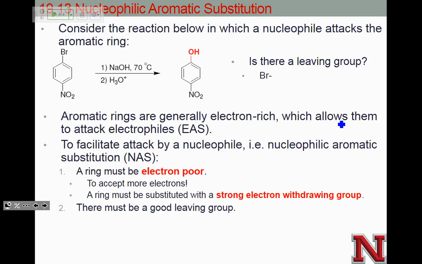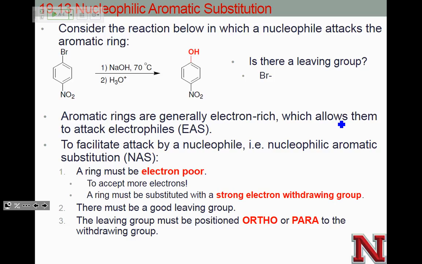So we need two things on the ring. We need a strong electron withdrawing group that can make the ring electron poor, and a good leaving group because hydrogen wouldn't be so good to do that replacement. So we need a halogen and something else. Also, the last thing that has to happen for nucleophilic aromatic substitution, or we won't get a reaction, is our leaving group must be ortho or para to the electron withdrawing group. So having the strong electron withdrawing group on the ring isn't enough. It has to be ortho or para to the leaving group for the reaction to occur. Under these conditions, 70 degrees Celsius.